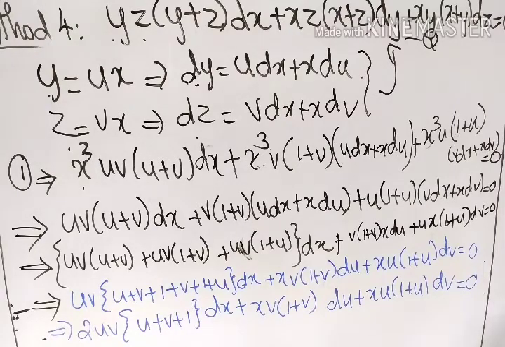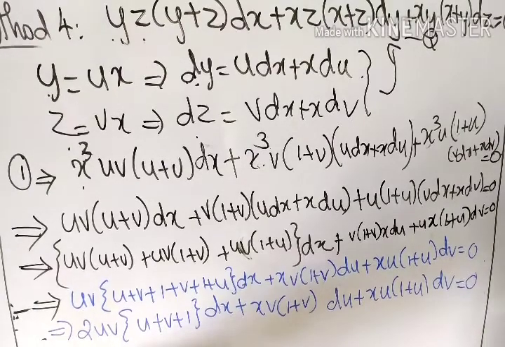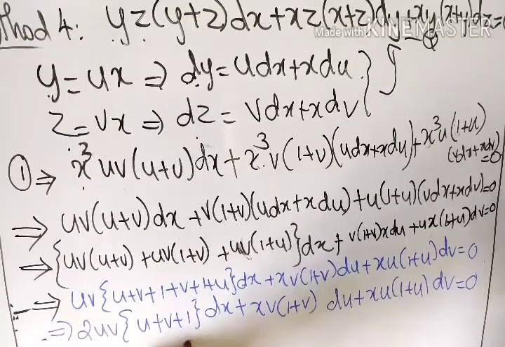Now what I'm going to do is make it variable separable, right? So I am dividing the whole equation by x into 2uv into (u plus v plus 1). Okay.